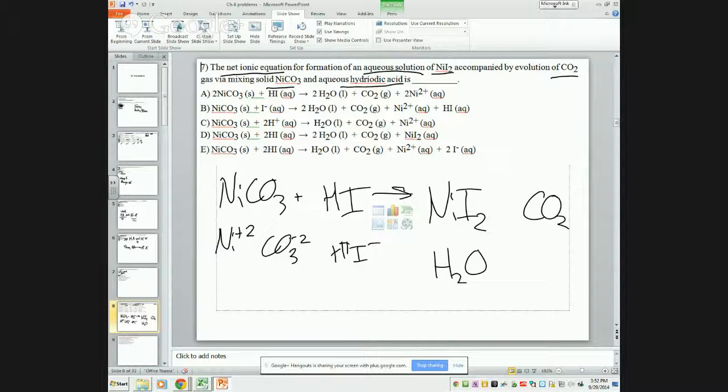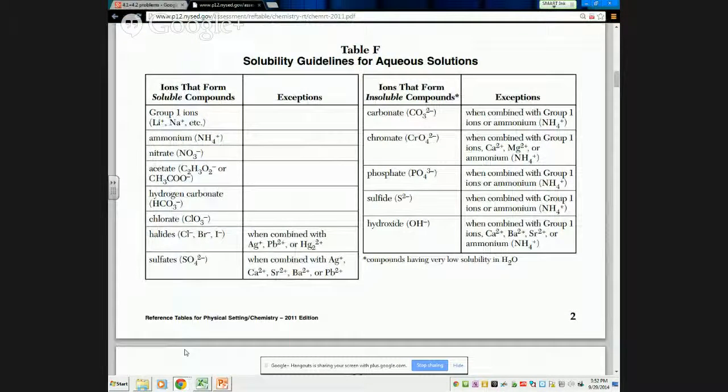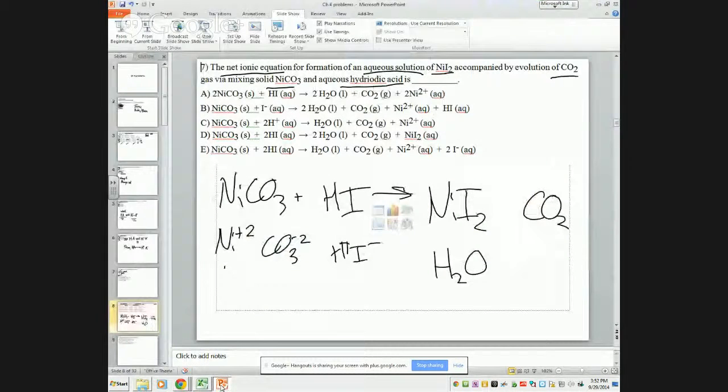All right, well, what's soluble, what's insoluble? I know NiCO3 is soluble, HI is an acid, soluble. So now I got to figure out, well, what about nickel iodide? I can cheat and go to my reference tables and look for iodide. Halides right here, right? They're always soluble except when combined with certain ions, so that's not an exception. So this is soluble, so we're going to get Ni plus 2 and I minuses because it's soluble.